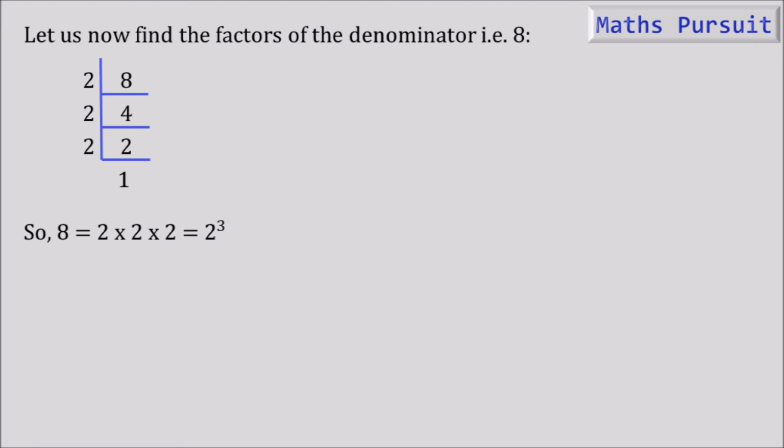Let us now find the factors of the denominator, that is 8, because we are interested in finding the factors of 8 so that we can get it in the form of 2 and 5 and easily solve it. Now coming to the factors, 8 is divisible by 2, and after dividing 8 by 2 I am getting 4. Again dividing 4 by 2 I am getting 2. Now 2 is divisible by 2 and I am getting 1. So here our factorization stops and I can represent 8 is equal to 2 into 2 into 2, which is nothing but 2 to the power 3.